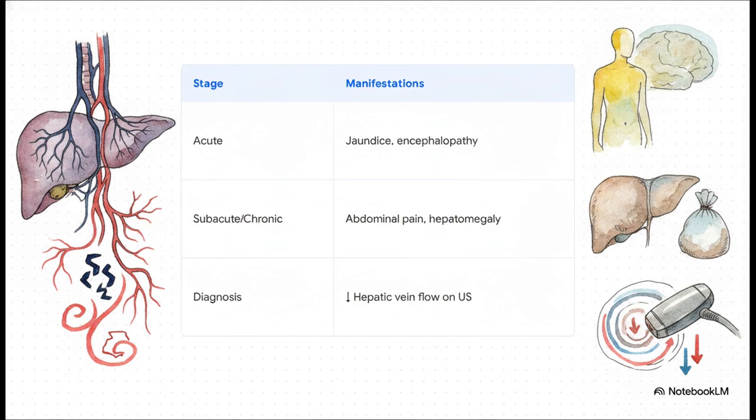Now let's flip that and look at Budd-Chiari syndrome. This is a hepatic venous outflow obstruction. On the boards, they love to tie this to a myeloproliferative disorder like polycythemia vera, so always keep an eye out for JAK2 mutation testing. The presentation really comes down to the timeline. Acute cases hit hard with jaundice and hepatic encephalopathy, but your subacute or chronic cases are sneakier: vague, progressive abdominal pain, hepatomegaly, and ascites.